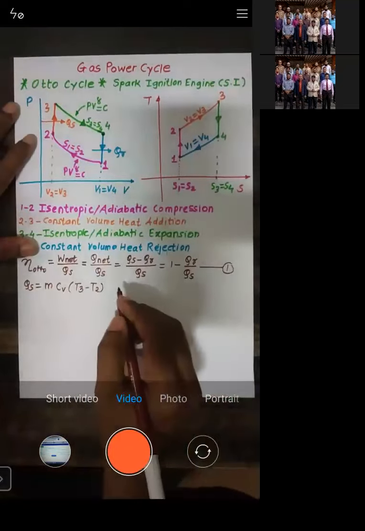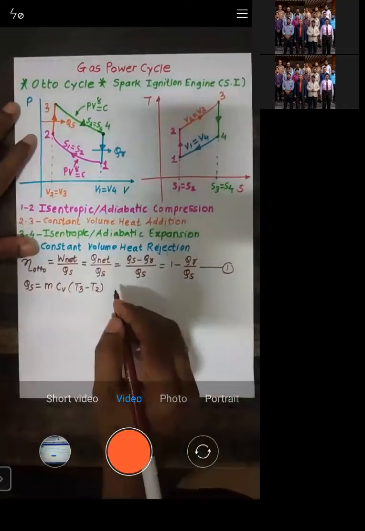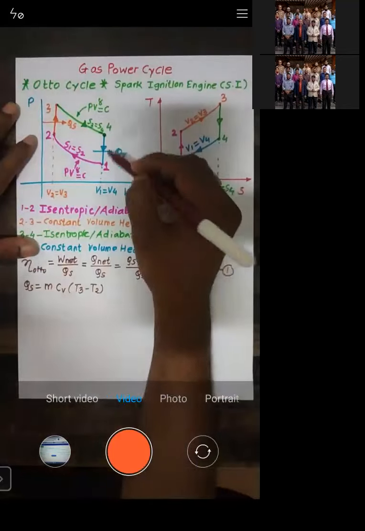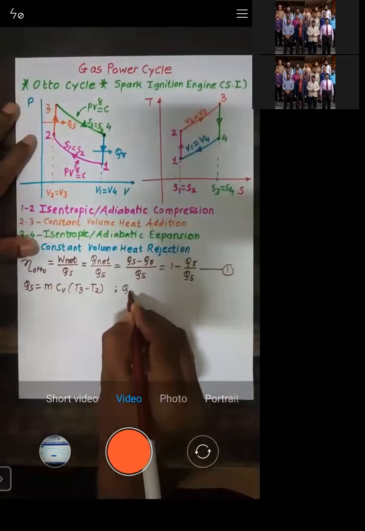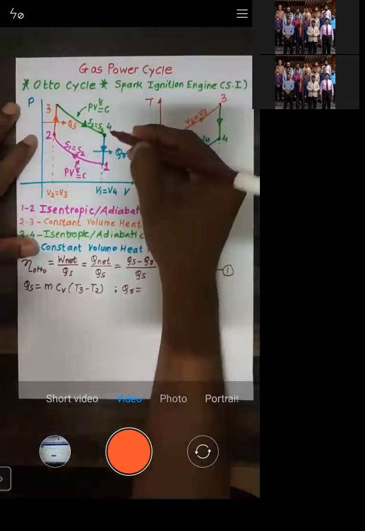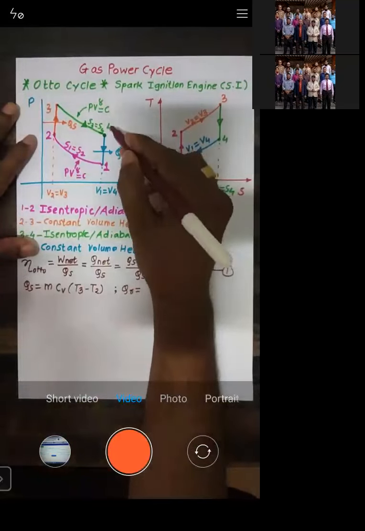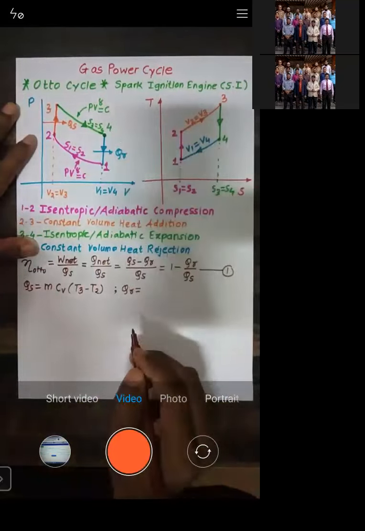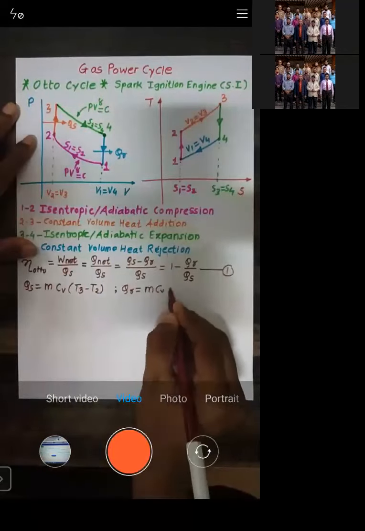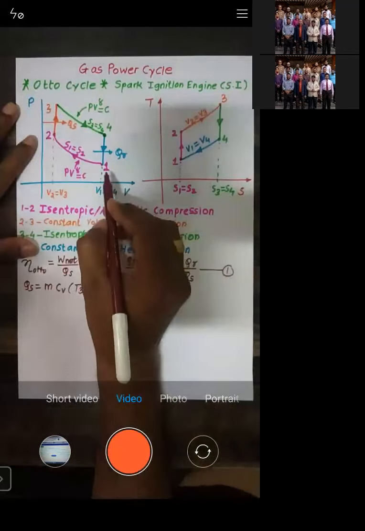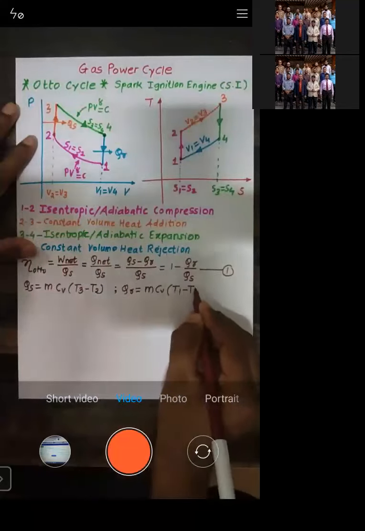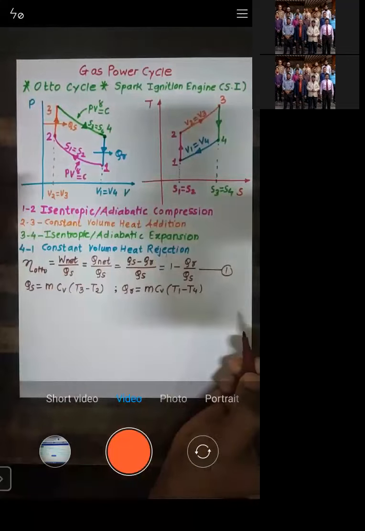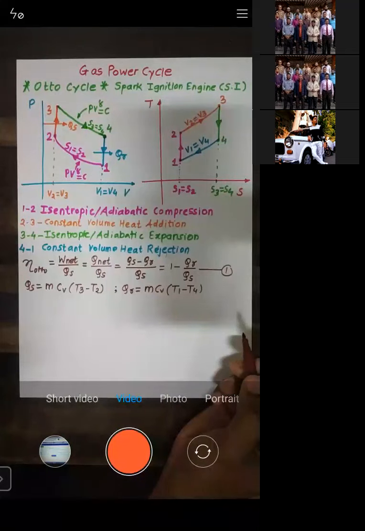Similarly, we can calculate how much heat is rejected during 4 to 1. I'll write down how to calculate heat rejected. Heat is rejected during 4 to 1, and 4 to 1 is a constant volume process. So the formula is m Cv into final temperature, T1, minus initial temperature, T4. So this is T1 minus T4. Is that okay? Can you repeat this step?